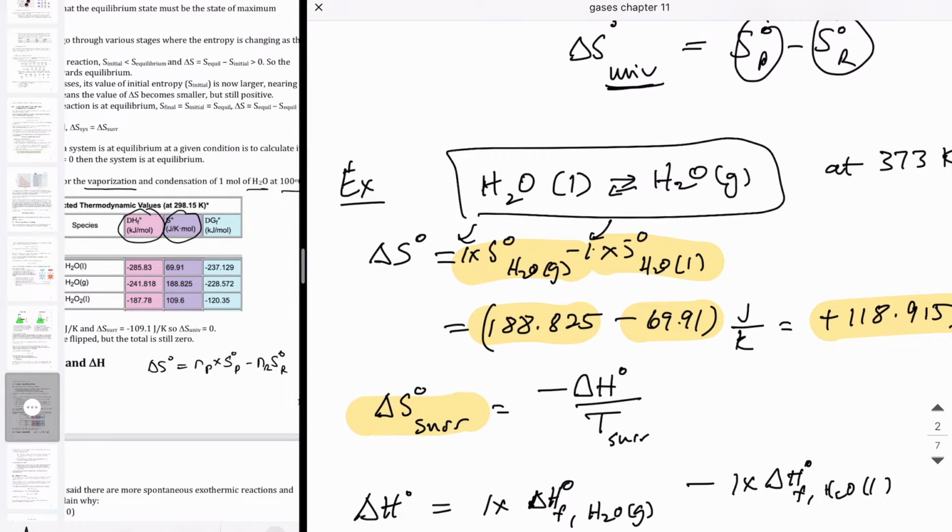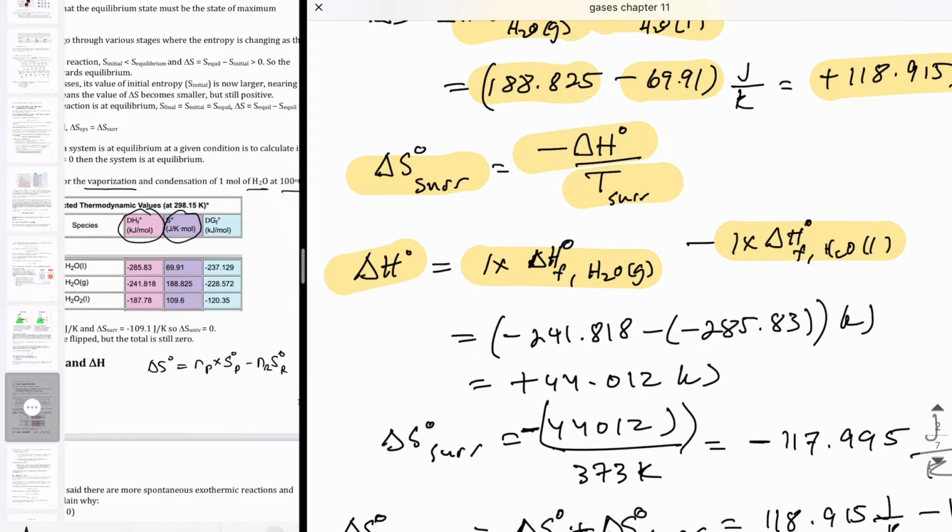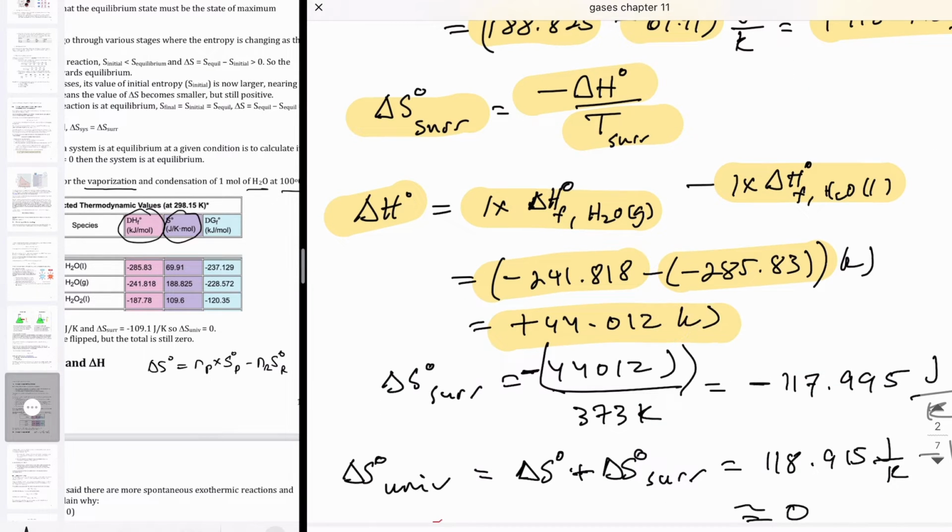Now I need to calculate my delta S of the surrounding, which remember is this formula, negative delta H of the system divided by temperature of the surrounding. The delta H of the system I can calculate using my enthalpy of formation value. So it's the same type of formula except that you use a different thermodynamic value, so products minus reactants in this case. I found those numbers in my table and I end up getting positive 44.012 kilojoules for the enthalpy change.